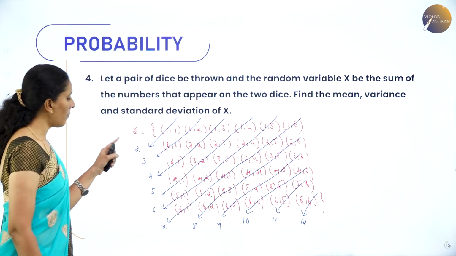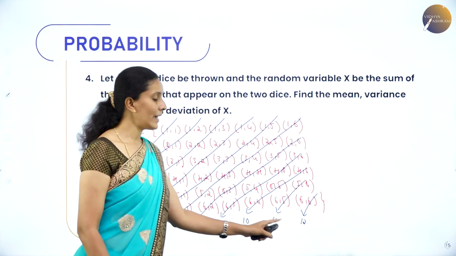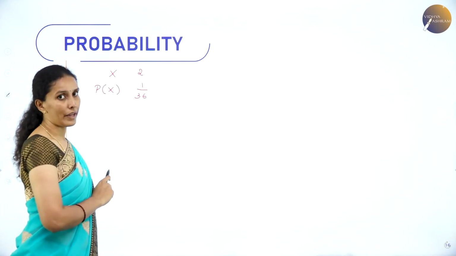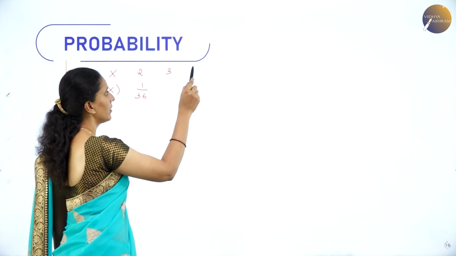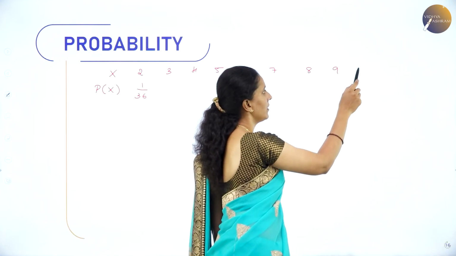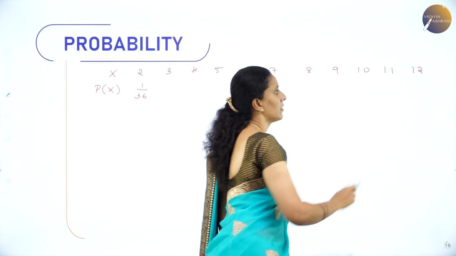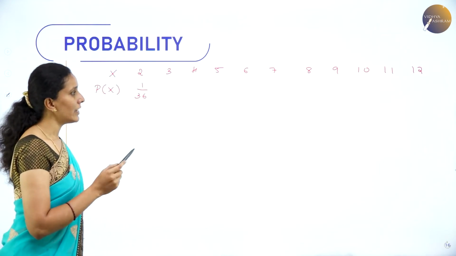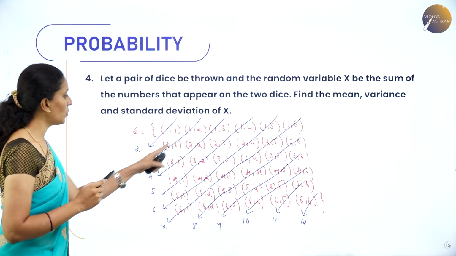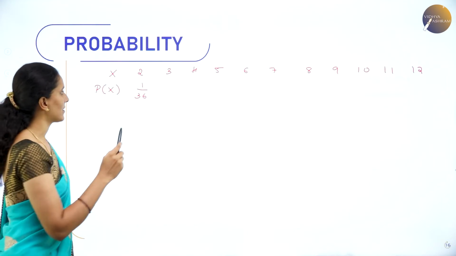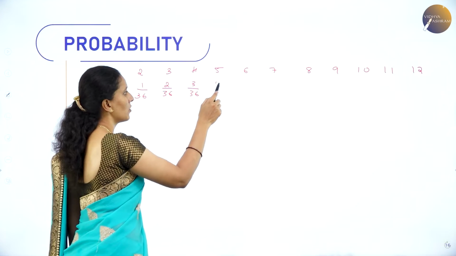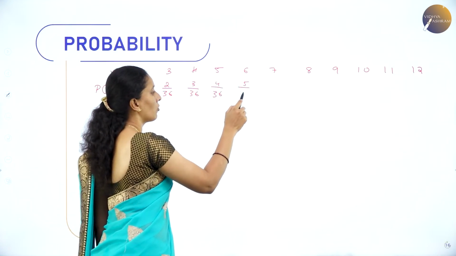So I can get the sums 2, 3, 4, 5, 6, 7, 8, 9, 10, 11, 12. So that will be my random variables. Let me write the random variables first: 3, 4, 5, 6, 7, 8, 9, 10, 11, 12. Now how many outcomes have these as random variables? Let's write it. For 3 we have 2 outcomes, so 2 out of 36. Next we have 3 out of 36, 4 out of 36, 5 out of 36.